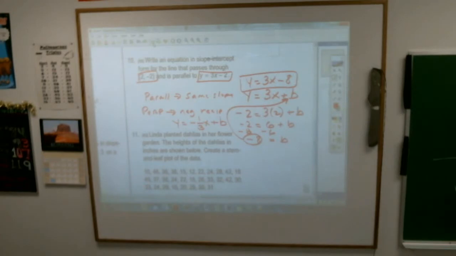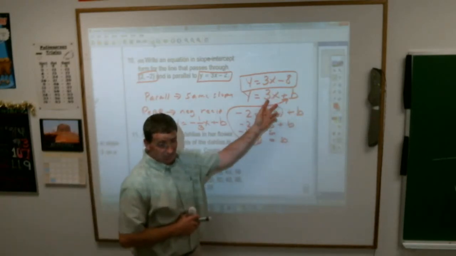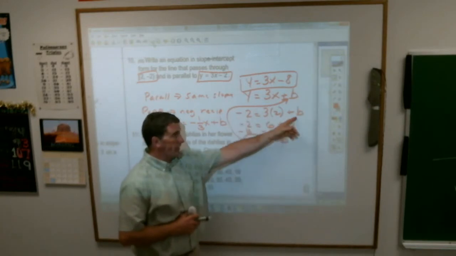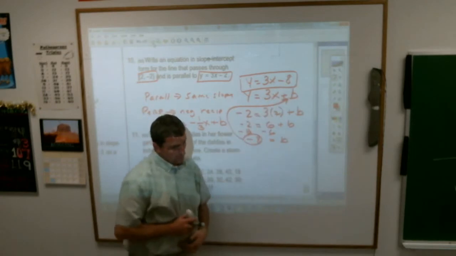like 2 and 3. Where does 6 come from? The negative 2 equals 3 times 2. When you do this, you're just looking to find out what the b is. The x goes away because I substituted in. There's no x there. There's no y there. You're just finding out what the letter b is. B ended up being negative 8, so you put it in.